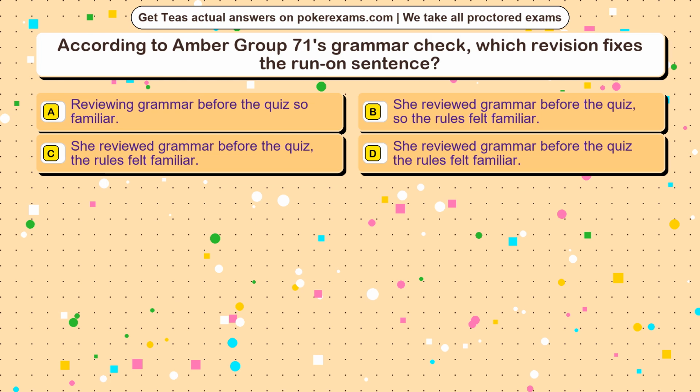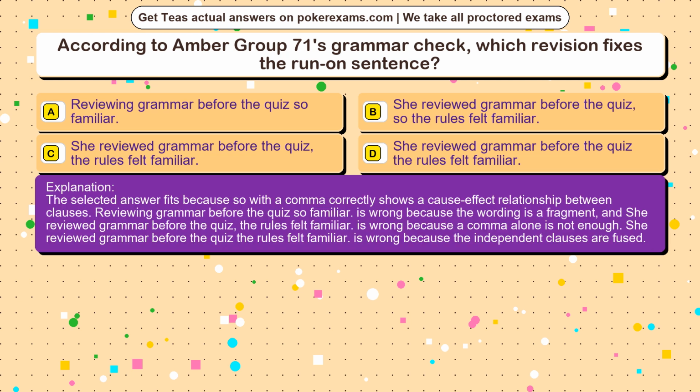The correct answer is option. The selected answer fits because so with a comma correctly shows a cause-effect relationship between clauses. Reviewing grammar before the quiz so familiar is wrong because the wording is a fragment, and she reviewed grammar before the quiz, the rules felt familiar, is wrong because a comma alone is not enough. She reviewed grammar before the quiz, the rules felt familiar, is wrong because the independent clauses are fused.